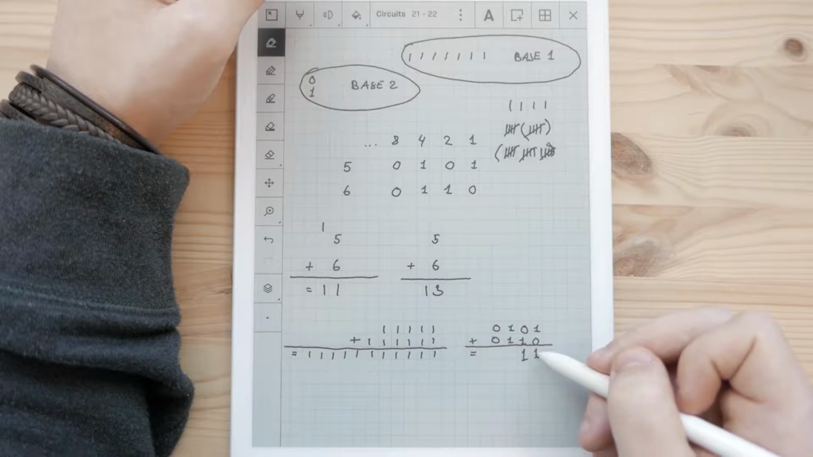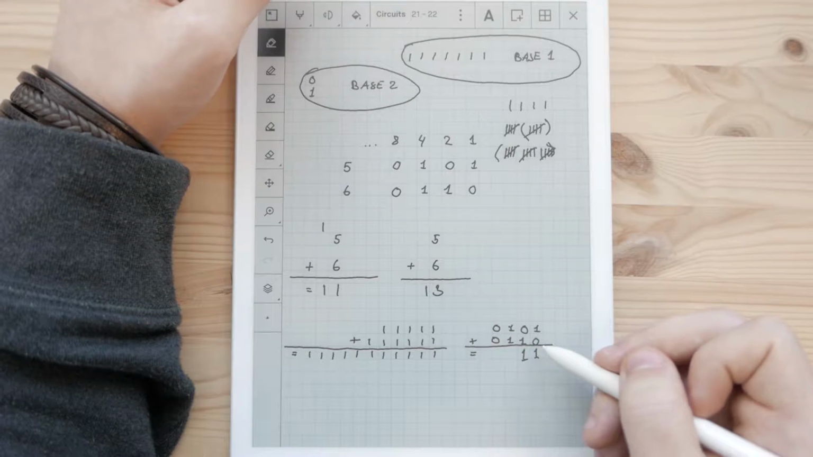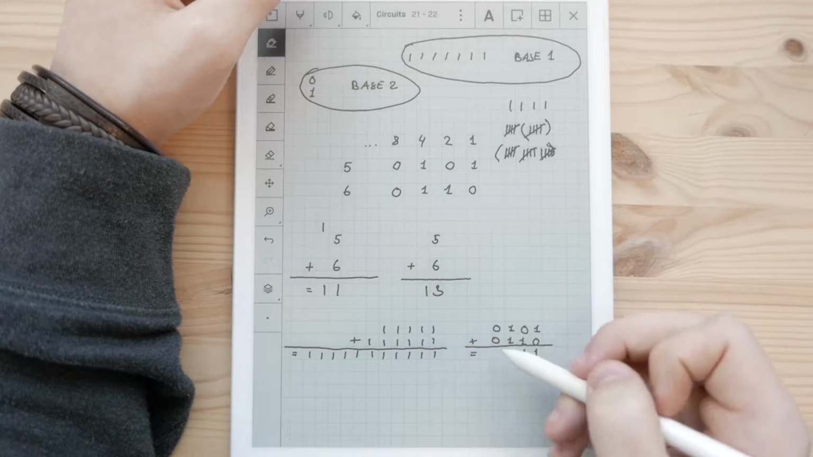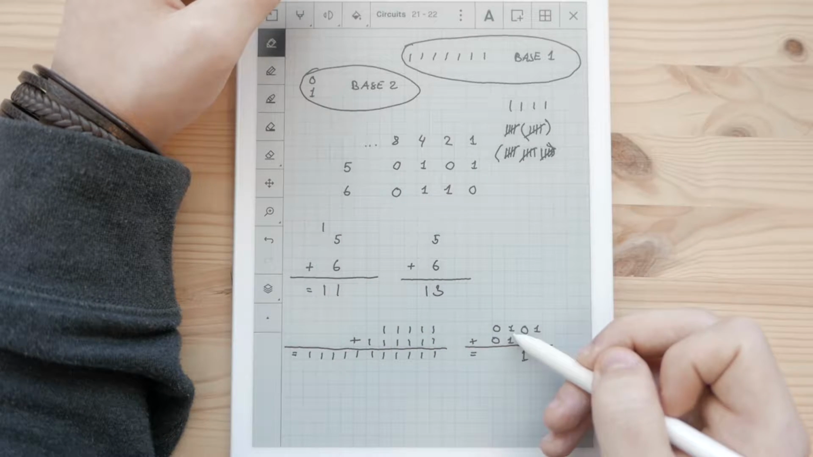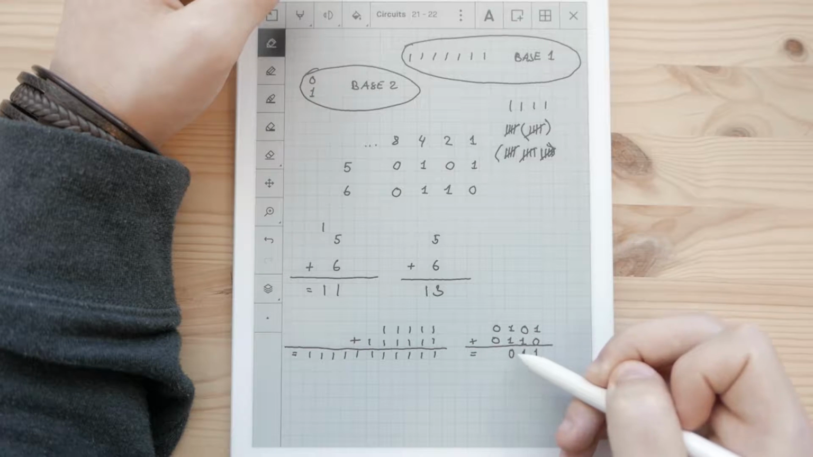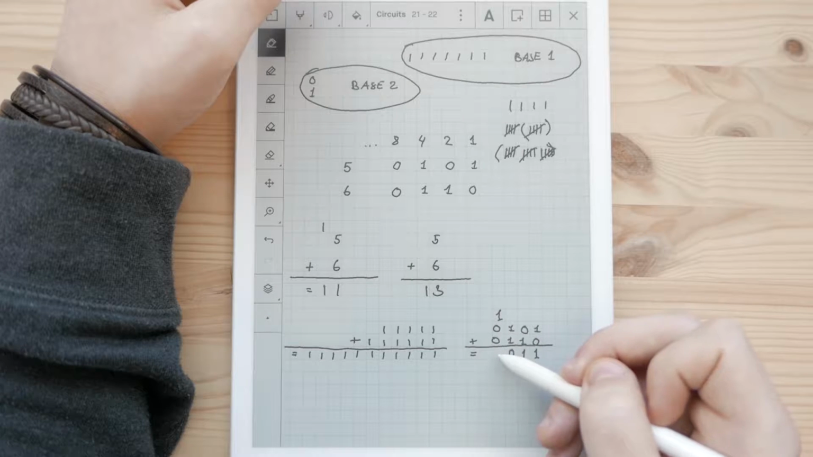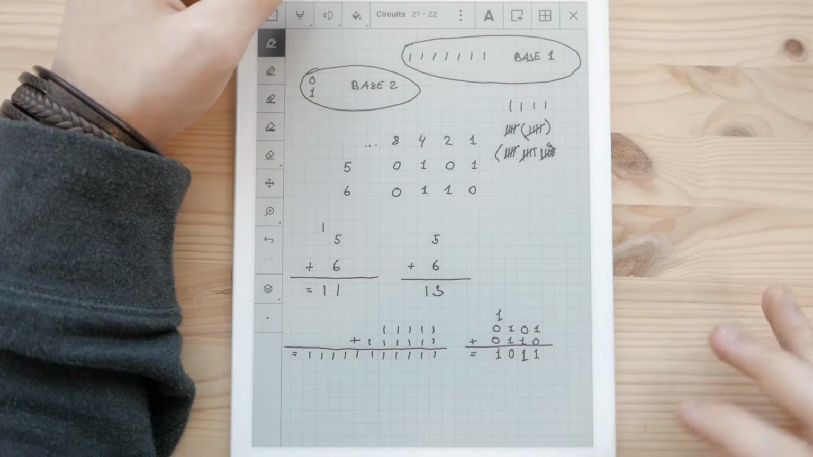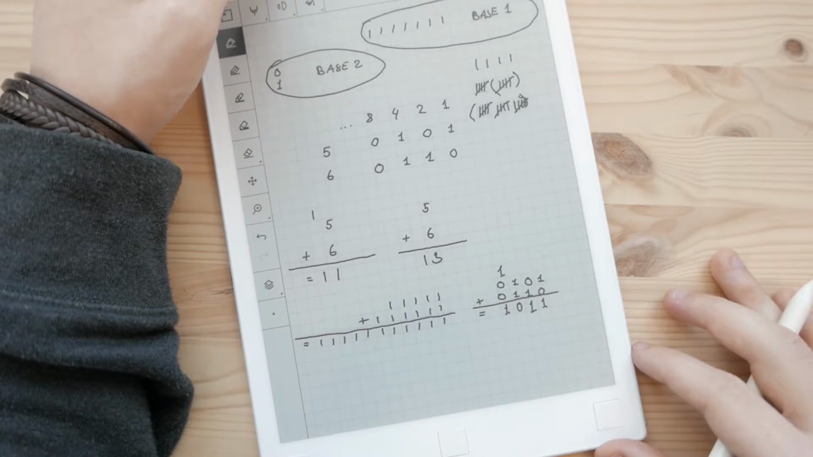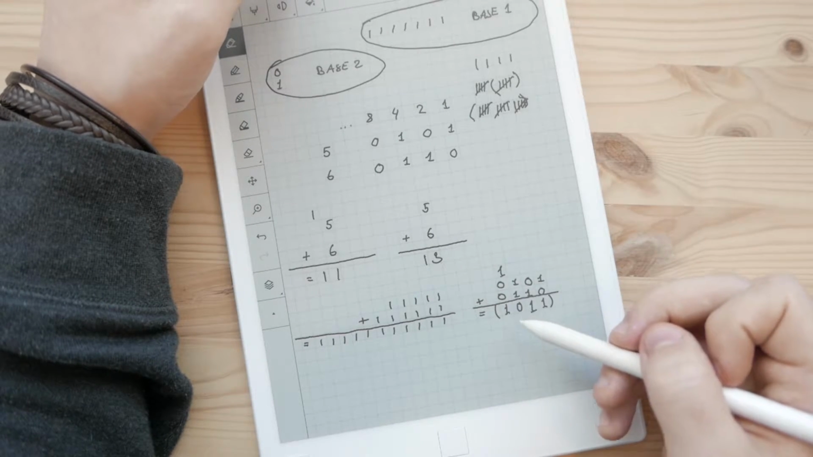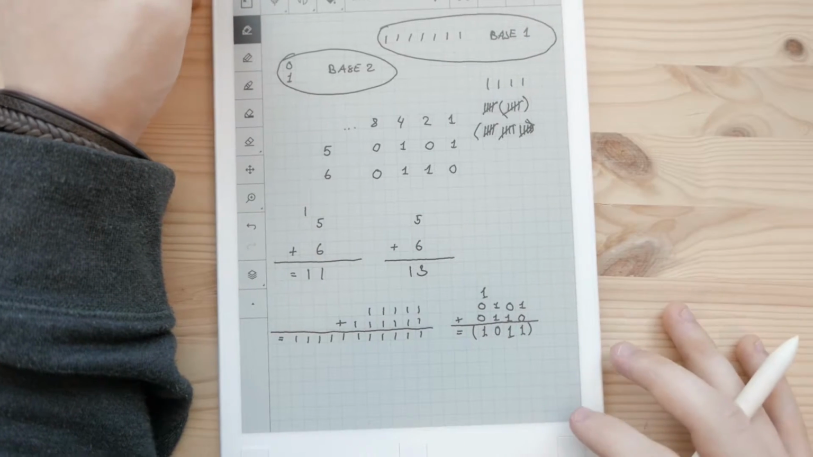But that's more than we can write in a single place. So how do we do that? Well, we do exactly the same as before. We put a 0 here, and then we carry over, and then we get a 1 here as well. So that's really all there is to it. That's how you add in any numbering system.